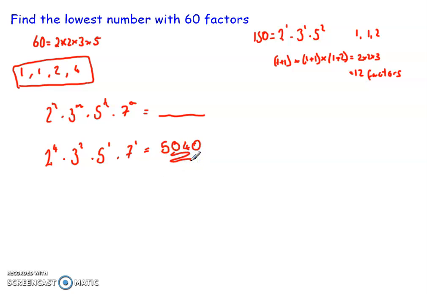So what that means is the number 5,040 is the lowest number that I have that has 60 factors. Now, it could be really nasty here and ask you to list all 60 of them, but I'm not going to. But that would be the lowest number with 60 factors. This idea with the powers associated with the number of factors, that's something you need to make sure you remember, because it comes in handy.